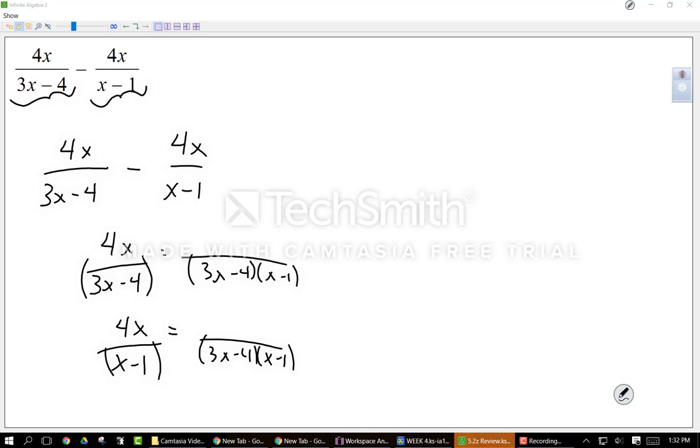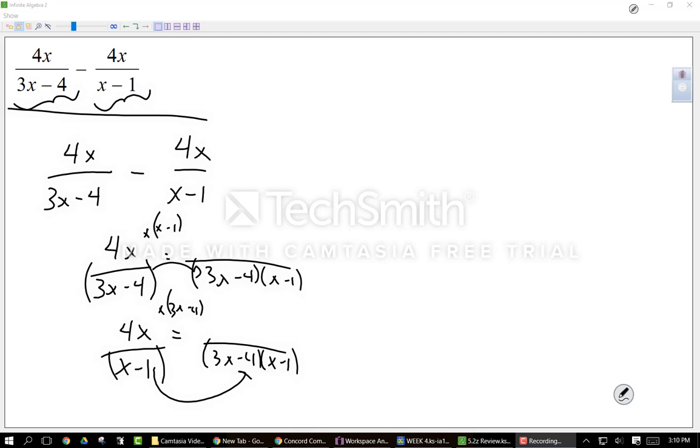So now how did I multiply from this one to get to this one? I multiplied by 3x minus 4. And then from here to here, I multiplied by x minus 1. So 4x times the x minus 1 will give me 4x squared minus 4x. Once I distribute that through, that's the reason why I get 4x squared minus 4x. Then on the bottom, I have to multiply 4x by that 3x minus 4. Again, I distribute. That gives me 12x squared minus 16x.